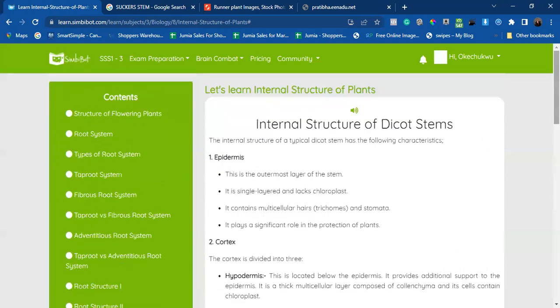Internal structures of dicot stems. The first is the epidermis, which is the outermost. This epidermis is multicellular and contains stomata. All right. It lacks chloroplast and functions as the main site of support. Okay. It is single layered. Then after that, we have the cortex. It's the second organ. The cortex is divided into three.